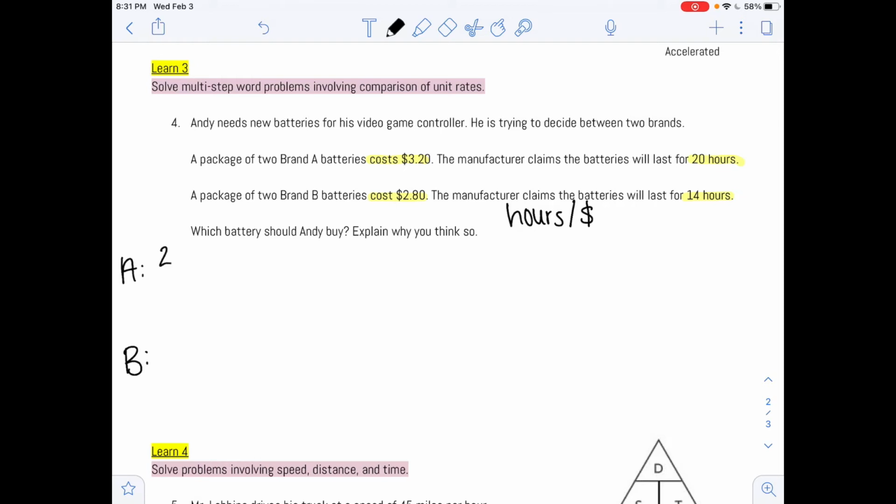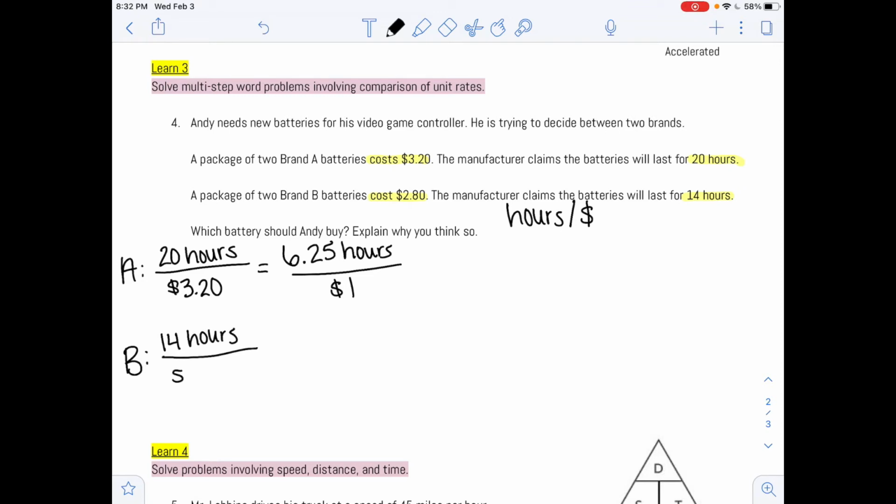For A, we have 20 hours for $3.20. When we divide, we find that it's going to last 6.25 hours for $1. We're going to do a similar thing in brand B where we take our 14 hours divided by our $2.80. And when we divide, we see that brand B will last 5 hours for every dollar.